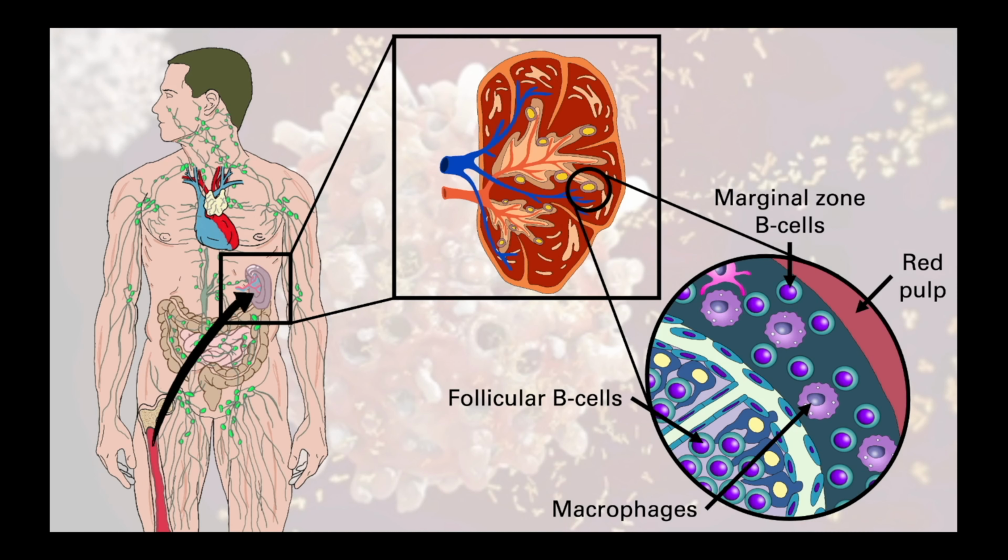Immature B cells that recognize self-antigens with high affinity are removed by apoptosis before they even reach the follicle by negative selection. And once in the follicle, they undergo a process similar to positive selection, where the B cell needs to receive a combination of signals in order to survive.